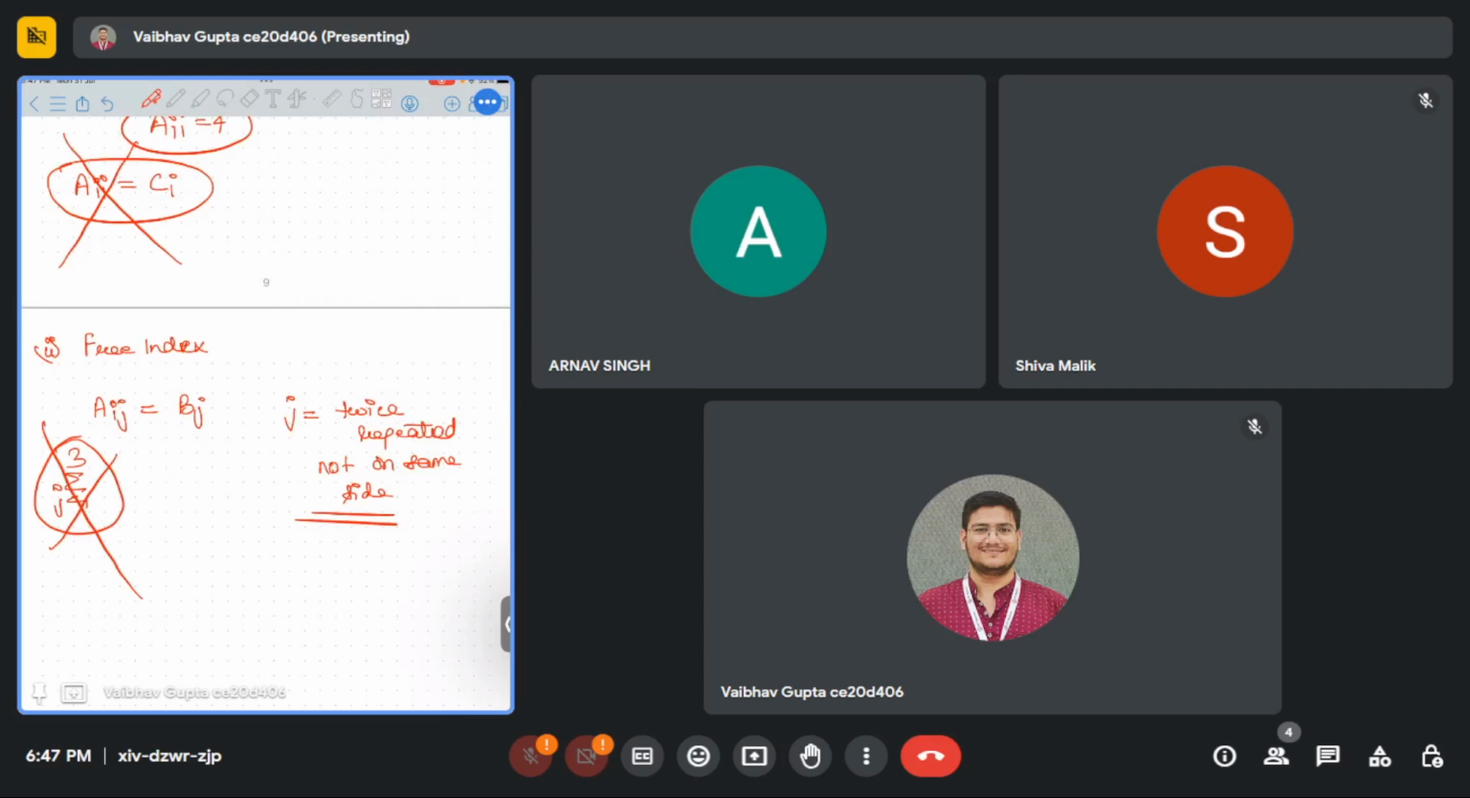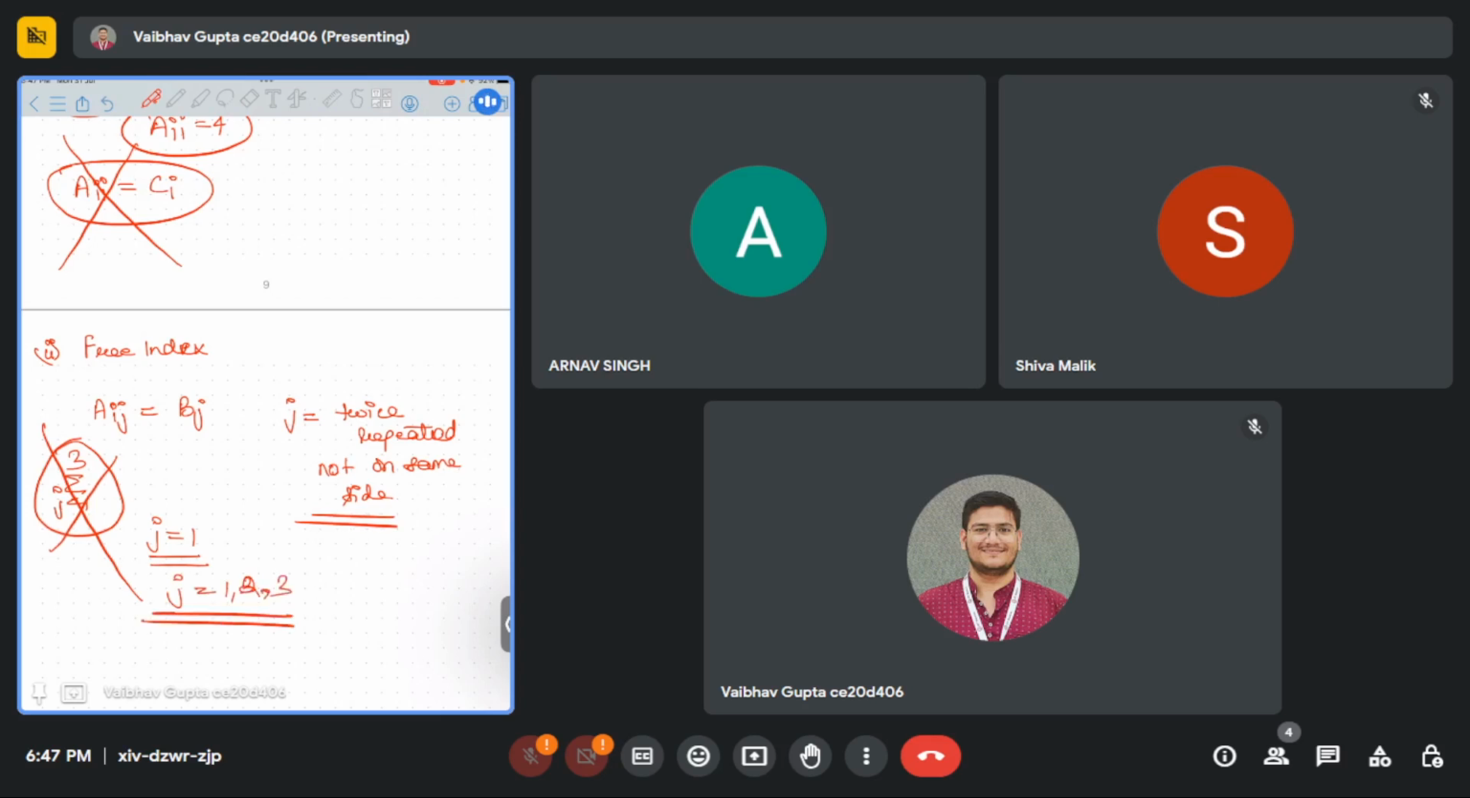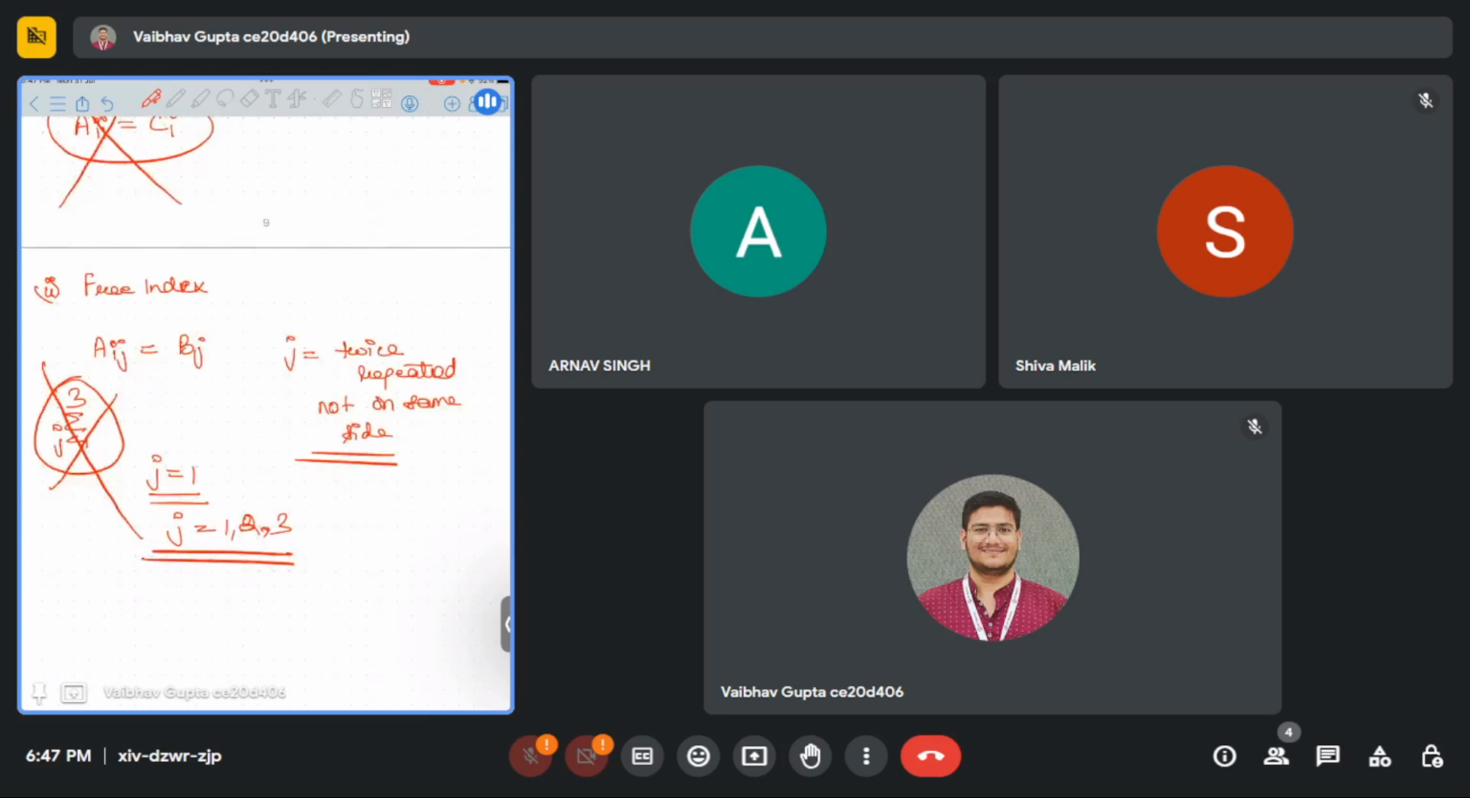It will be like whatever the value of J is given in the question. Like if J belongs to 1 only, you will give only for one value. If it's written for J equal to 1 to 3, that is 1, 2, 3, you will write for 3 values of J. You will not have a summation mark.